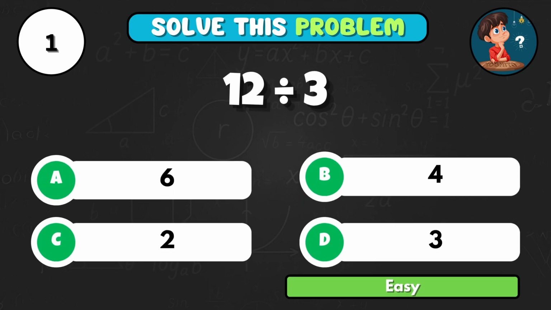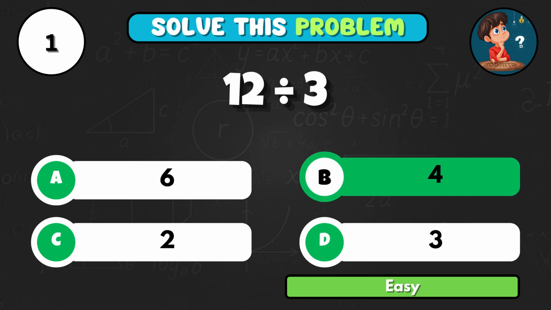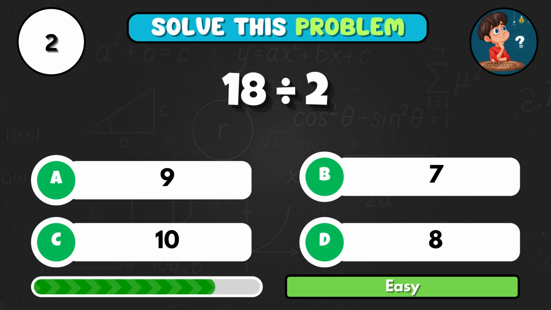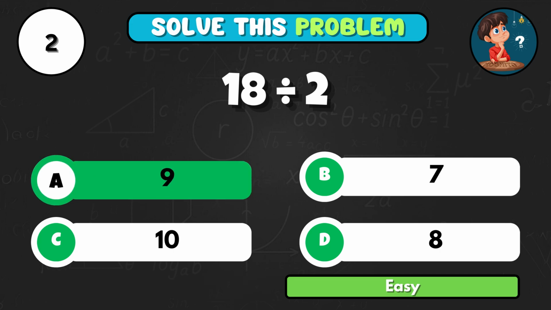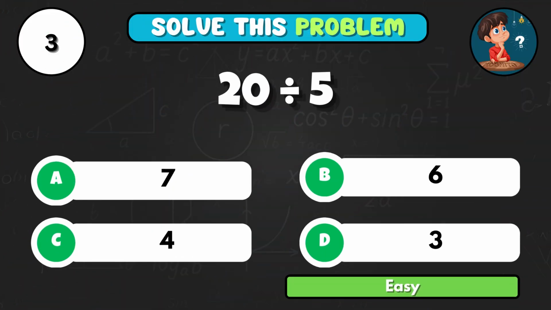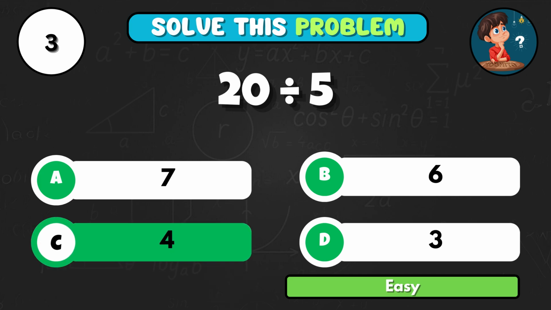Now, let's dive in. What is 12 divided by 3? That's B, 4. Can you solve 18 divided by 2? It equals A, 9. How much is 20 divided by 5? That's C, 4.